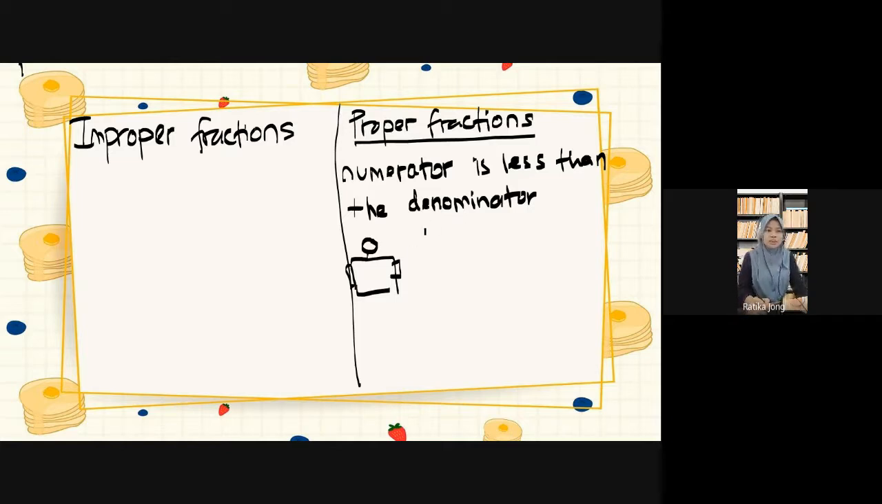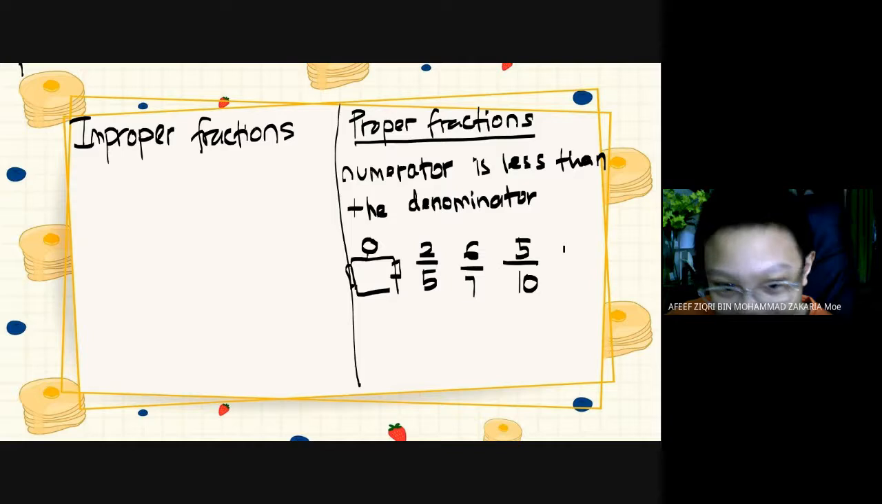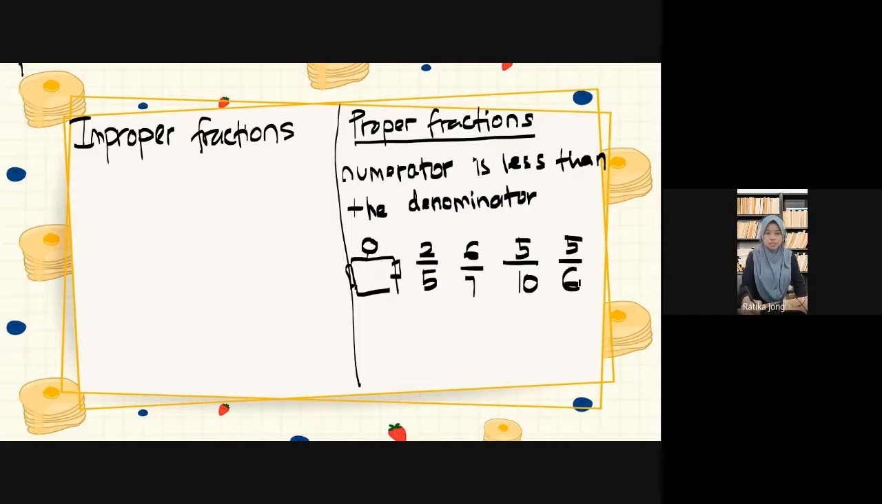Can you give me examples of proper fractions? Say any proper fraction that you know. 2/5, yes, very good. Atas kecil, bawah besar. 6/7, yes, very good. 5/10, yes, very good. 5/6, yes, very good. So these are the examples of proper fractions. Remember, proper fraction is just like our body. Our head is smaller than our body. Kepala lebih kecil daripada badan.